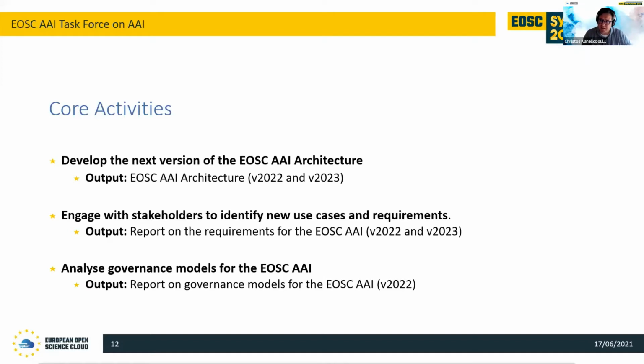The second activity is exactly the activity of engaging with the stakeholders and identifying use cases and new requirements. And again, this will come in two cycles. The first cycle will be at the end of 2022, and it will provide basically the feed into the EOSC AI architecture for 2023. But also we plan to complete the work of the task force with a version of use cases and requirements at the end of the task force in 2023 that we hope will be fed to whatever will follow up afterwards. The last activity is about the governance models, and we want to provide a report on the possible governance models for the EOSC AI, and that should come at the end of 2022.